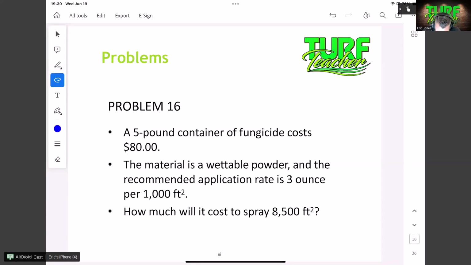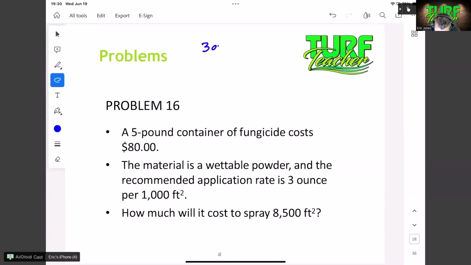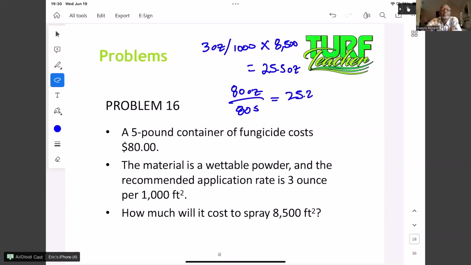So 3 ounces per 1,000 times the 8.5. Let's just do 8,500. Gives us 25.5 ounces. It is 80 ounces, $80. Got our 25.5 ounces.